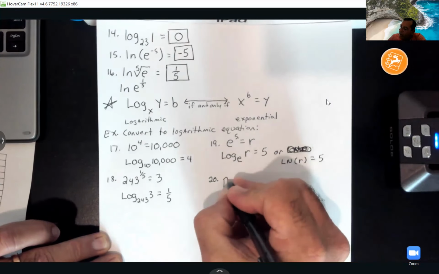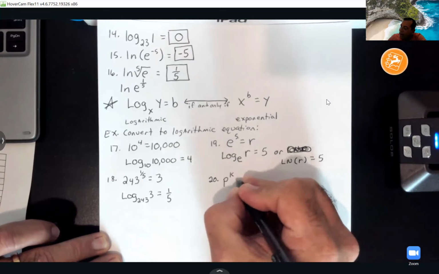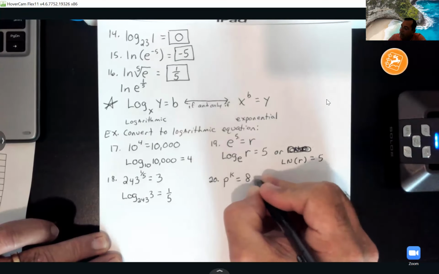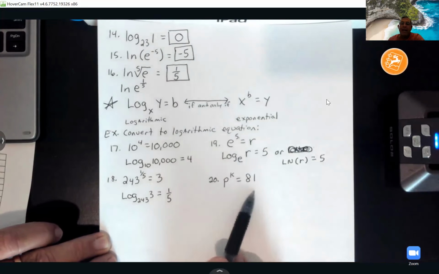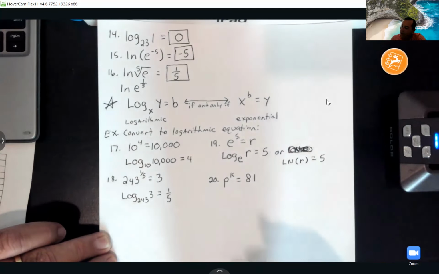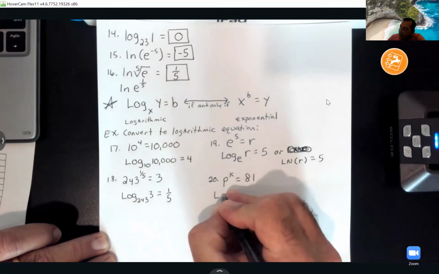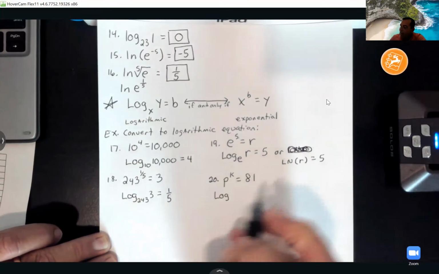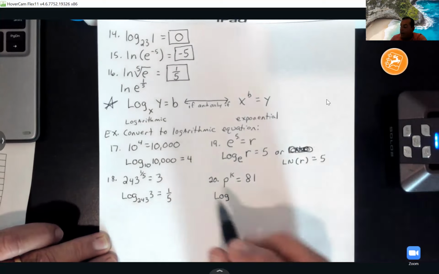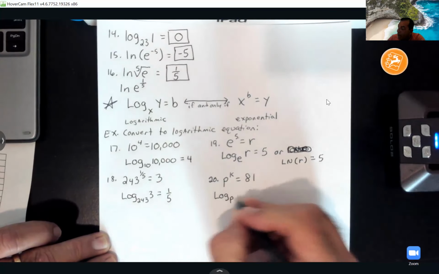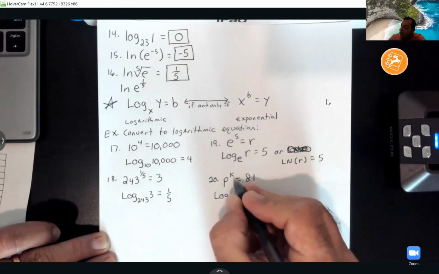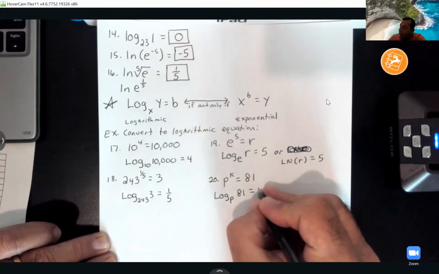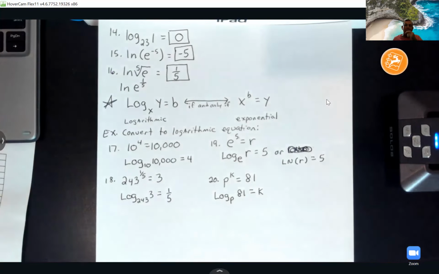All right, now 20, p to the k equals 81. So then they start throwing just random letters at you to see what you'll do with this. So let's write down log. Our base is the p. Our result is the 81. And that's going to equal the exponent of a k.